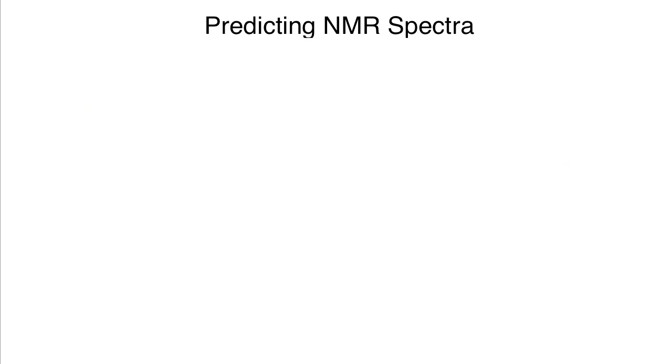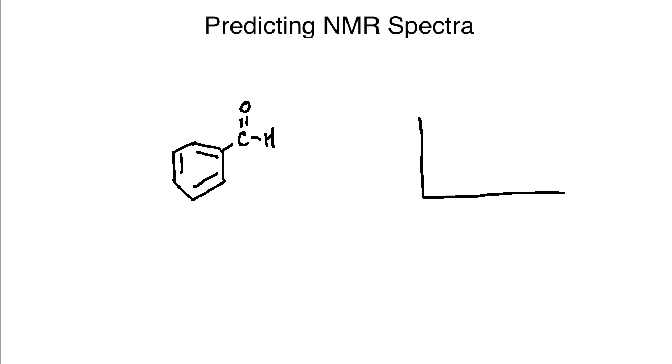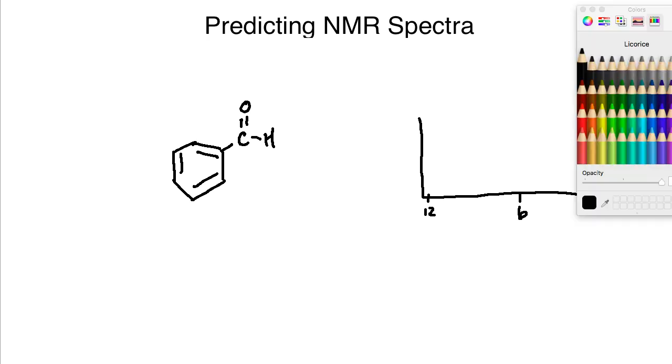Okay, so the next example that I want to take a look at is benzaldehyde. So benzaldehyde is going to be a benzene ring, and this benzene ring is going to have a C double bond O H coming out of it. So that's benzaldehyde. This one we're going to go ahead and put up on our spec as well. So here's 0, 12, and a rough 6. And let's discuss where we would expect certain things to appear.